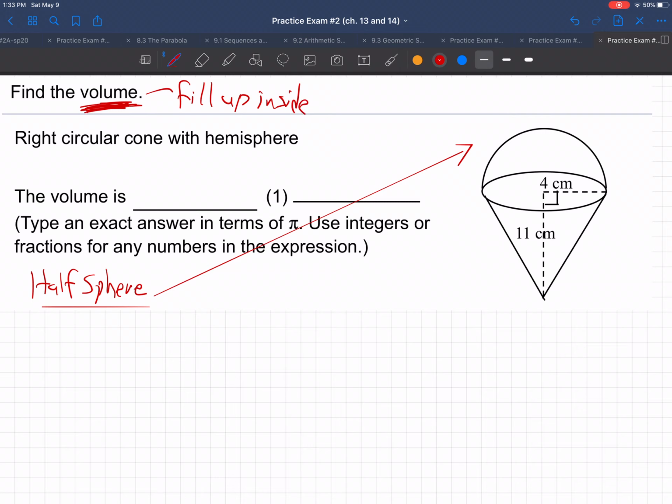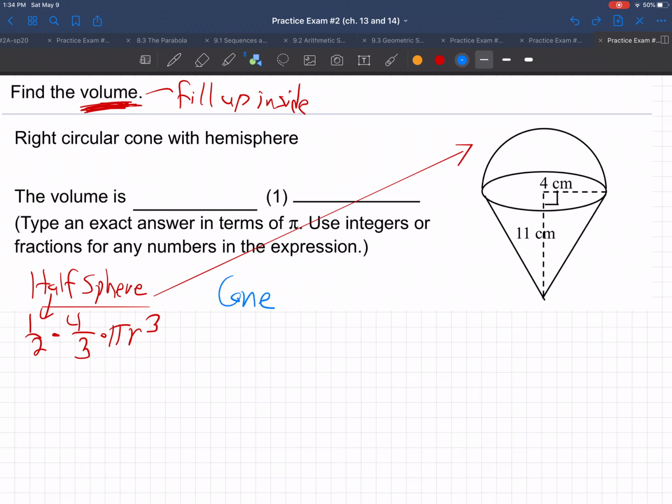The volume formula for a sphere is 4/3 times pi r to the third power. That's for a whole sphere. We have a half a sphere, so I'm going to put a half in the front. So that'll be the volume for a half of a sphere. And then not only that, we have a cone.